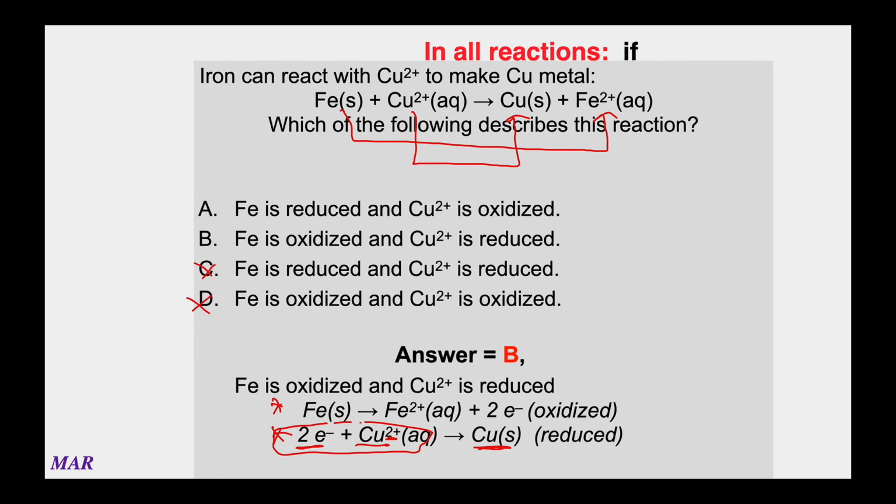You can do the same thing for the iron. Iron is a 0 on the left and a positive 2 on the right. You can only add negative electrons. So you would want to add 2 negative 1 electrons to the right side. This distinctly shows that iron has lost 2 electrons to make iron 2 plus. It's definitely been oxidized.